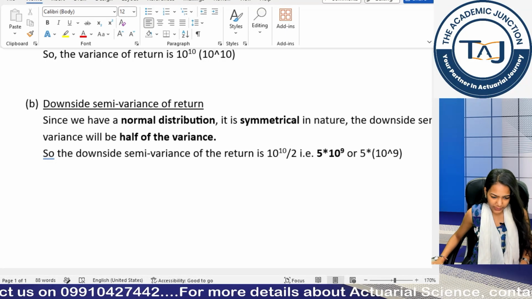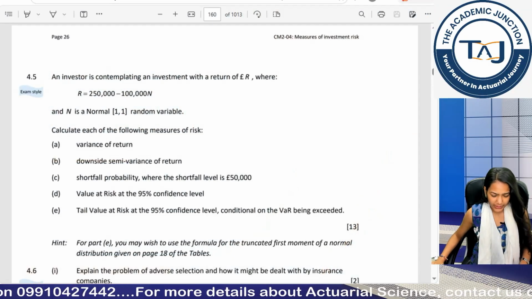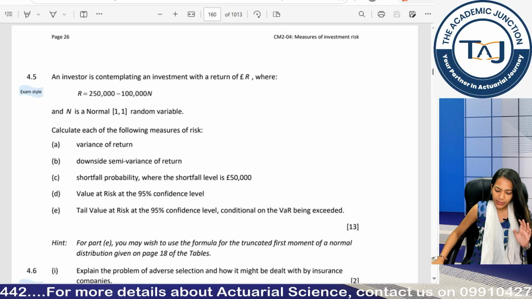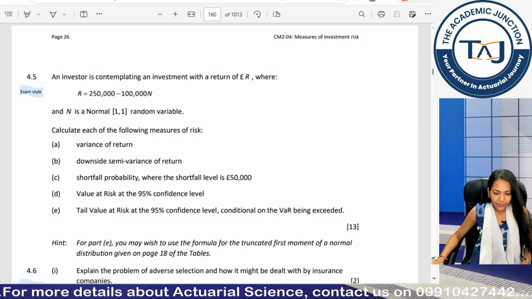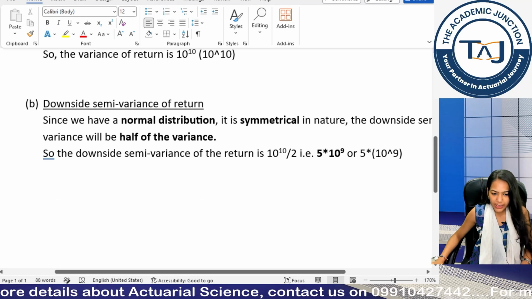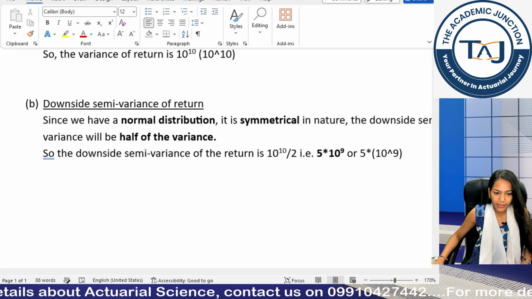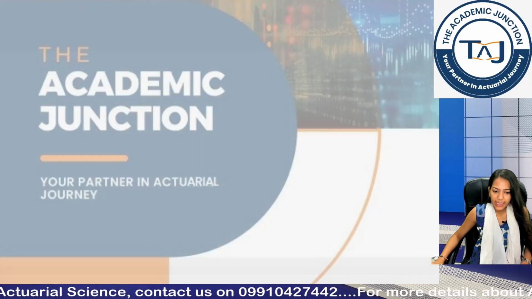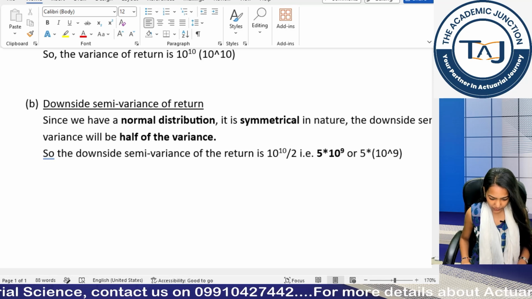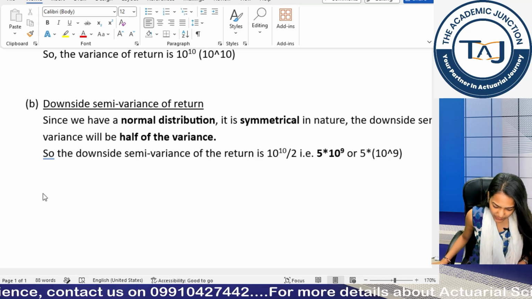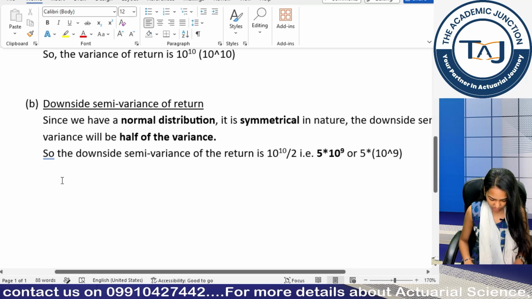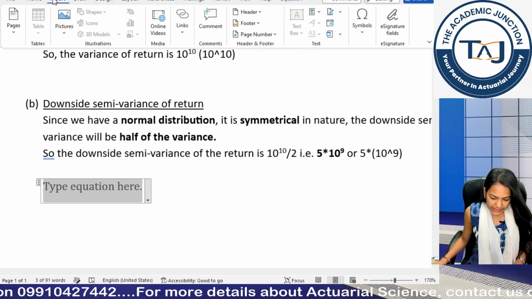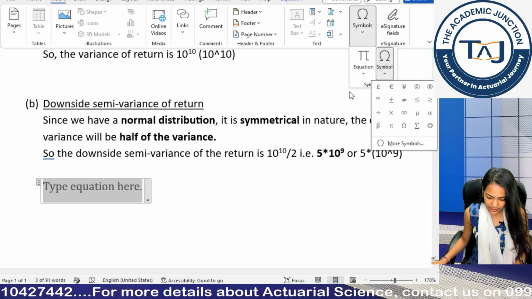So now let's move on to the third part of the question. Let's read it. What does it say? We have to calculate the shortfall probability where the shortfall level is pound 50,000. Now we have this pound sign. How do you insert this pound sign in the question paper? You can save this pound sign in your Word file, because we would have to use it regularly. Go to Alt equals to get the equation editor. Now go to the insert sign and insert the pound symbol.